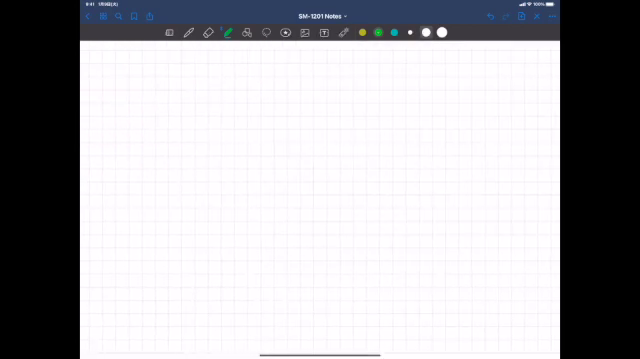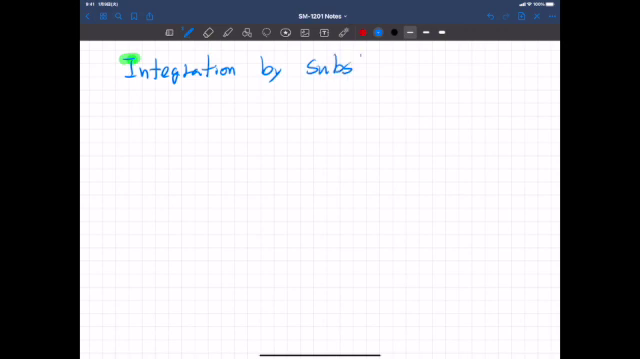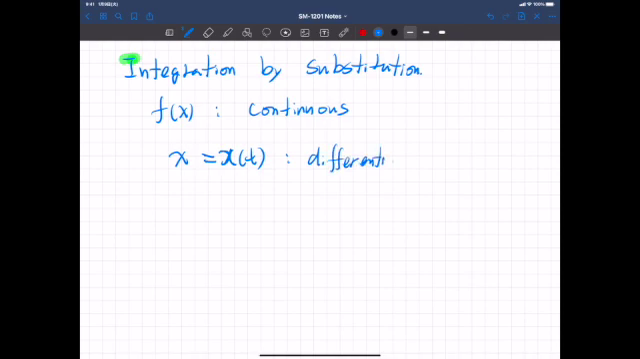The next theorem shows how to integrate by substitution. So it's called integration by substitution. Okay, again, let f of x be a continuous function on some interval. Some, well, just don't specify it. And let's say x is a differentiable function. So x is actually a function of t, differentiable on an open interval j.